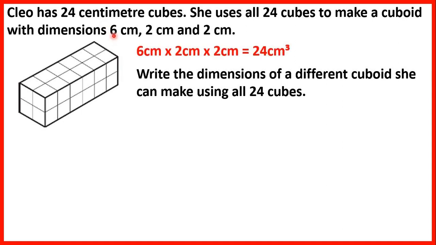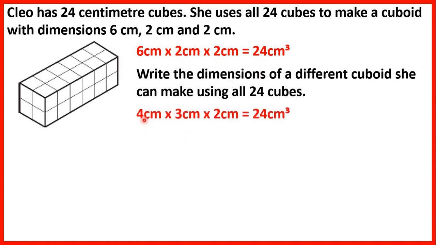So that's a cuboid that you can make with 24 cubes, because 6 times 2 is 12, times 2 is 24. So the volume of this cuboid is 24 centimetres cubed. Now we want to write the dimensions of a different cuboid she can make using all 24 cubes. So we need to think what times what is 24.